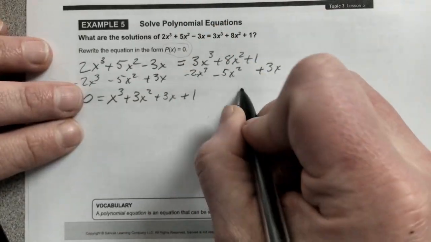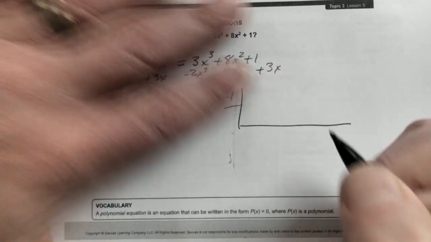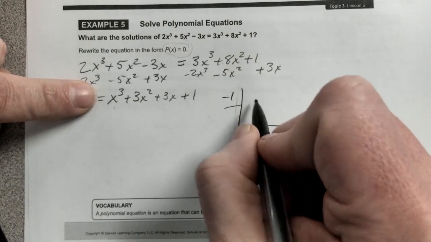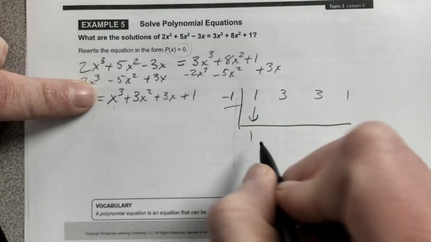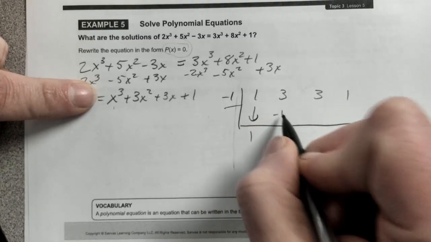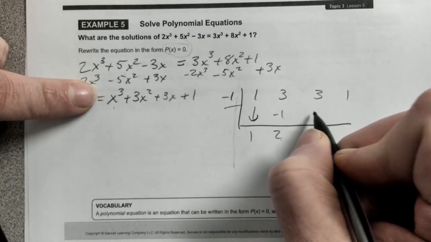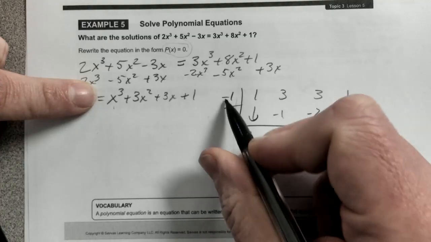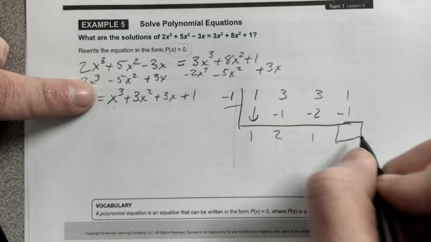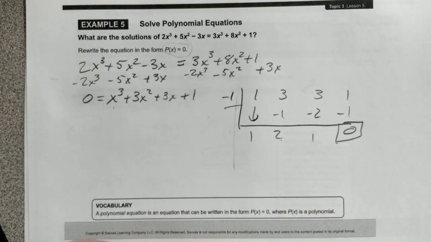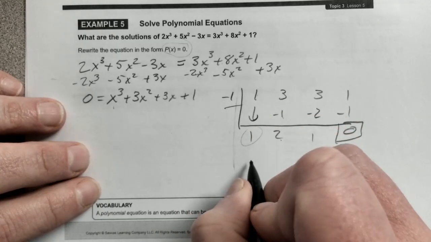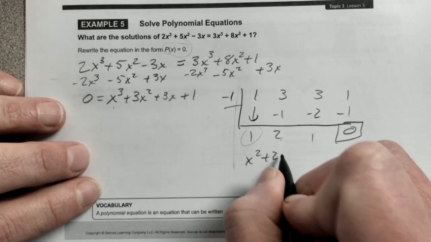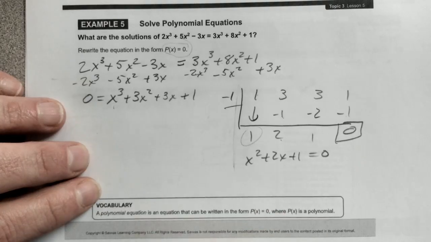So let's see if we can do this. Put a negative 1 out there. My coefficients are 1, 3, 3, and 1. Then we drop the 1. Negative 1 times 1 is negative 1, added to 3 is 2. That's a negative 2, we get a 1. Negative 1 and 0. Sweet. And now we translate. That was x to the third, so we take 1 down. That's x squared. So we get x squared plus 2x plus 1 equals 0.